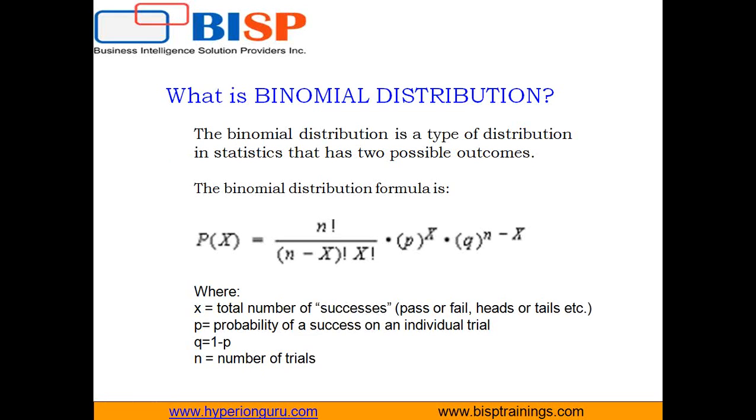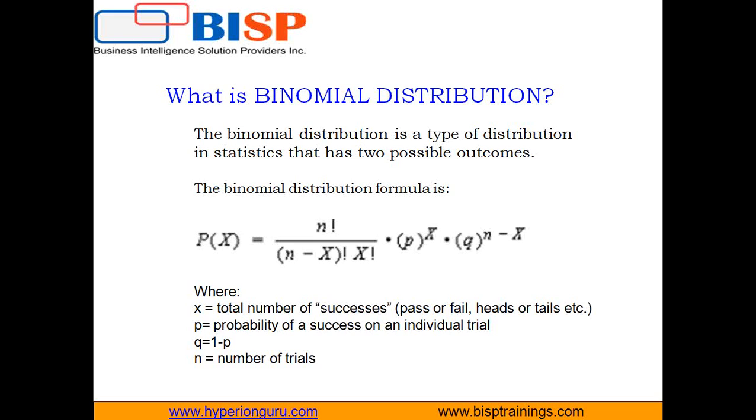Binomial distribution is a type of distribution in statistics that has two possible outcomes. For example, a coin toss has only two possible outcomes, heads or tails, and taking a test could have two possible outcomes, pass or fail. So this is called binomial distribution, which gives us two possible outcomes.